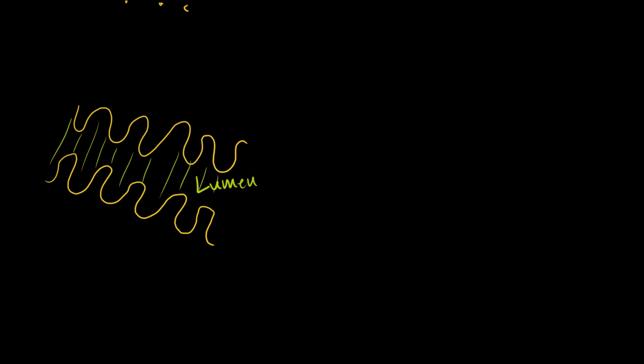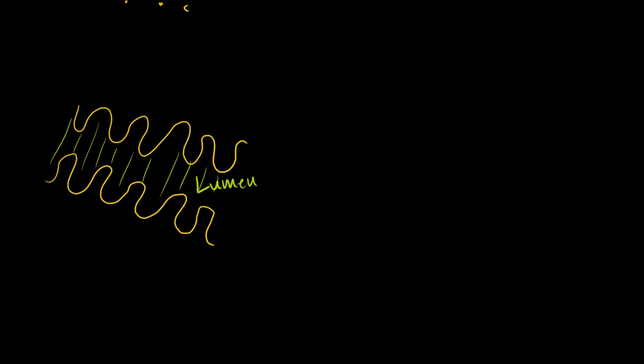So let me draw the inside of the nephron. Actually, let me draw it a little bit differently. I'm going to draw it like this, because the proximal tubule has these little things that stick out, sometimes referred to as a brush border. Let me write that. So this inside right here, this is our lumen. That is where the filtrate is.